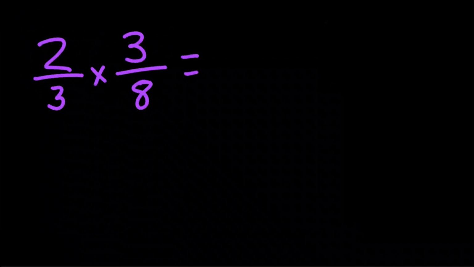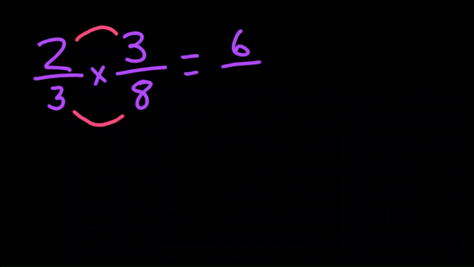To multiply the fractions, we just need to multiply the numerators. 2 times 3 gives us 6, so the numerator is 6. Now for the denominator, we just multiply the denominators. 3 times 8 is 24, so that would be our denominator, 24.